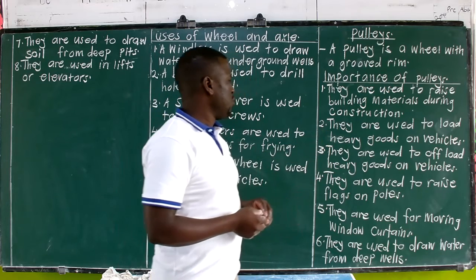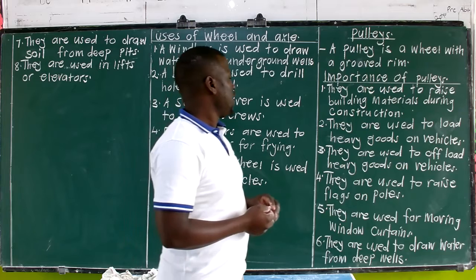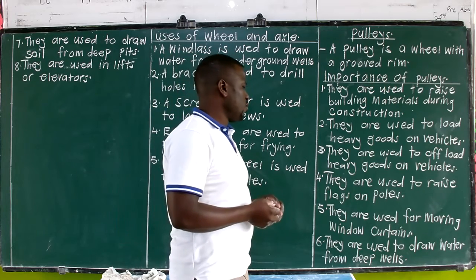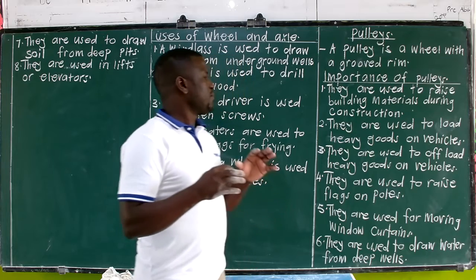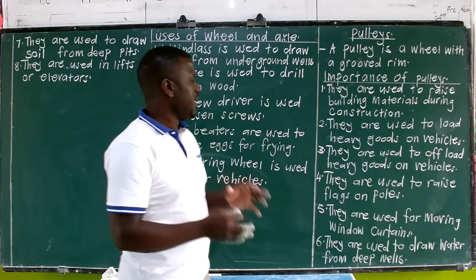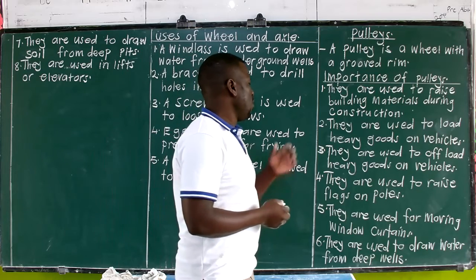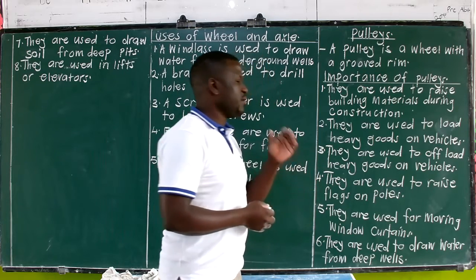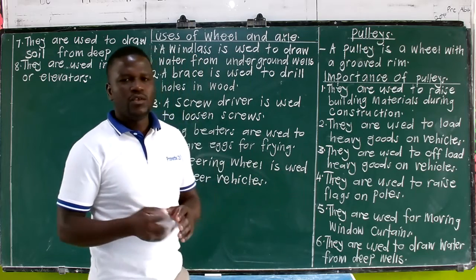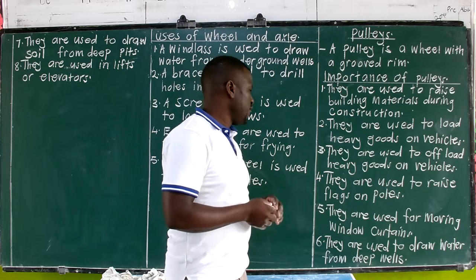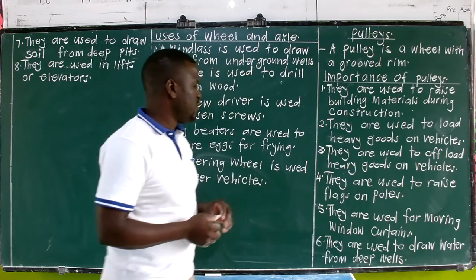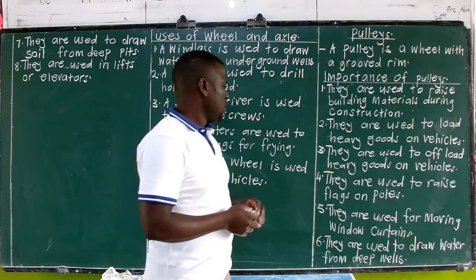Then number two, they are used to load heavy goods on vehicles. So there are some goods which cannot be carried by hands. So they can be loaded on vehicles using pulleys, and the same goods can be offloaded using pulleys because they are too heavy. Then number 4, they are used to raise flags on poles.